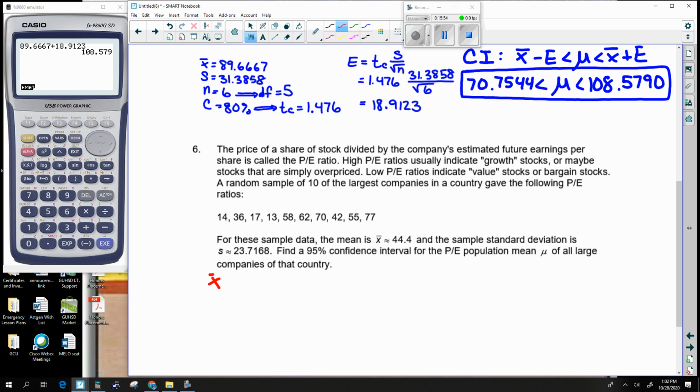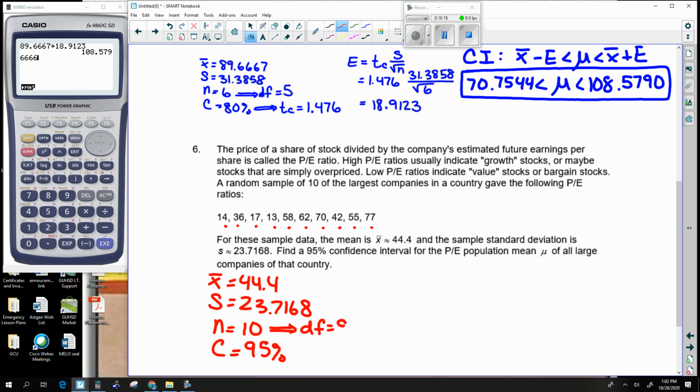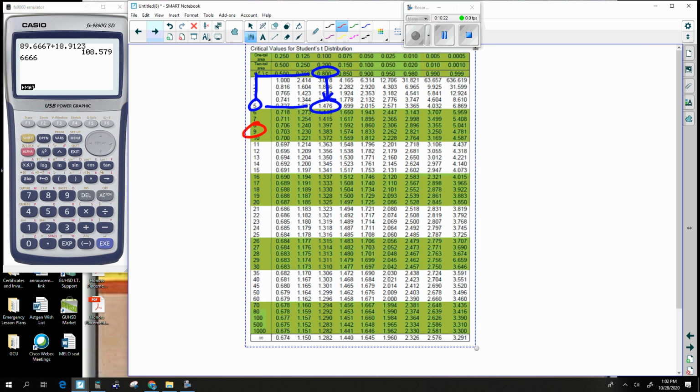All right. So here we have an average of 44.4, standard deviation of 23.7168, a sample size of 10, and a confidence of 95%. Because it's an S, I need to get my degree of freedom and my TC. So this is 9 at 95%. So 9 at 95%, 2.262.